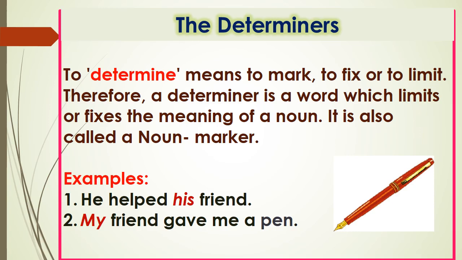And in the second sentence, my friend gave me a pen. That means a person who is my friend. He gave me a pen. So both words are determiners. Okay students, I hope you have understood this.